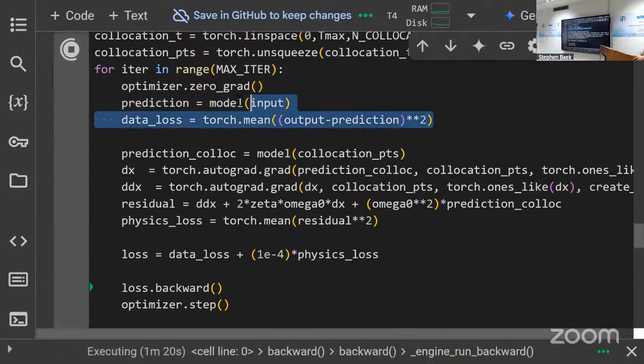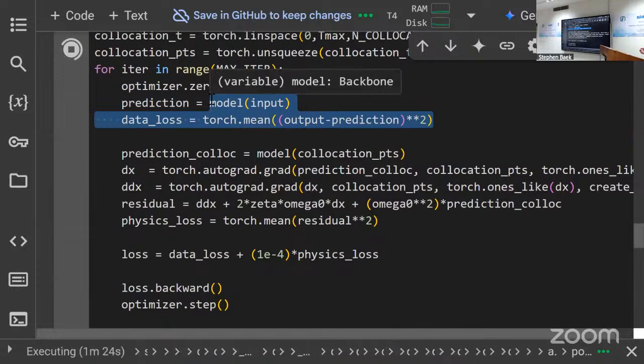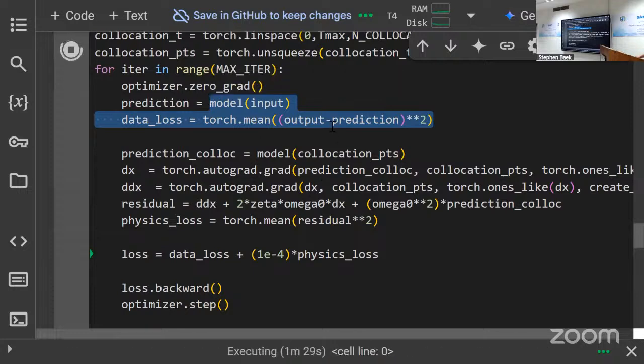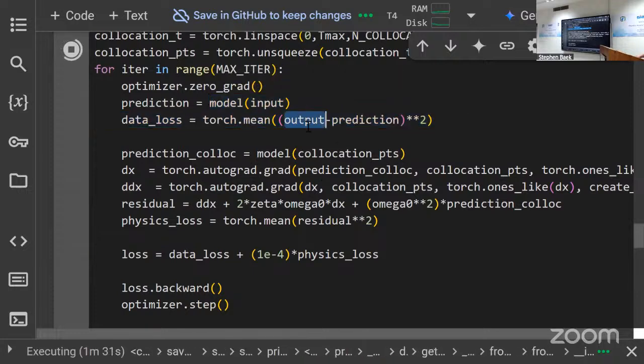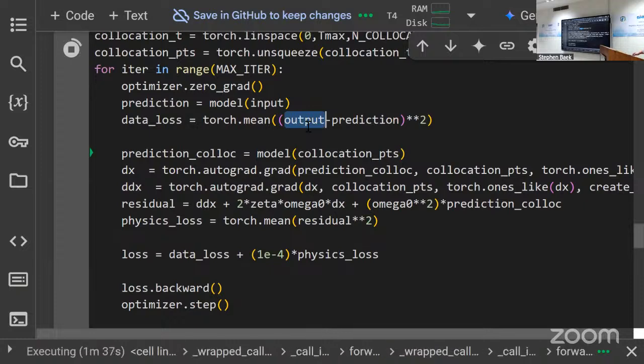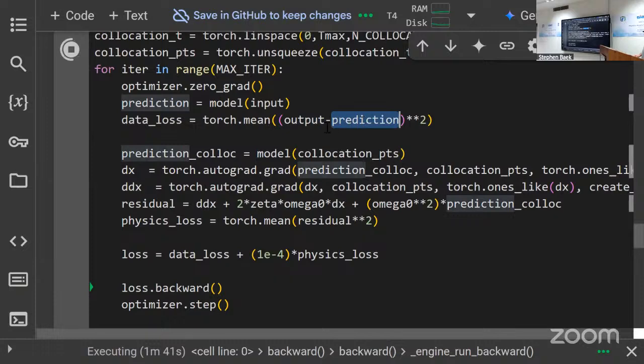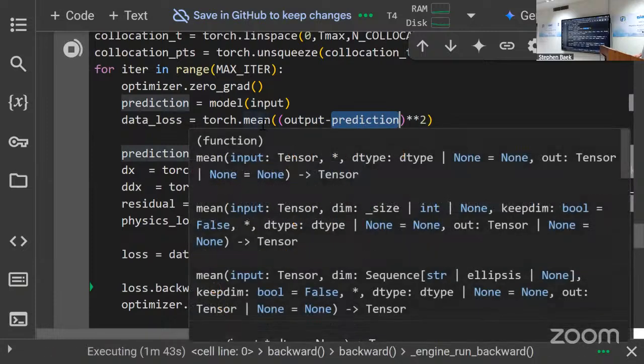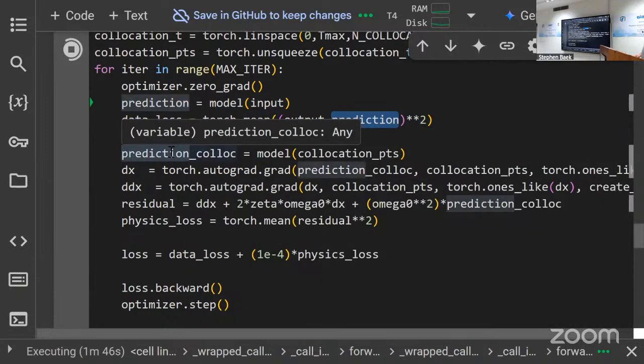The data loss term was only just 2 lines, right? You make a prediction, and then you compare that prediction with the ground truth label. So in this code, the variable named output is the ground truth, and that gets compared against the prediction in the mean square error sense, and that's what defined the data loss.